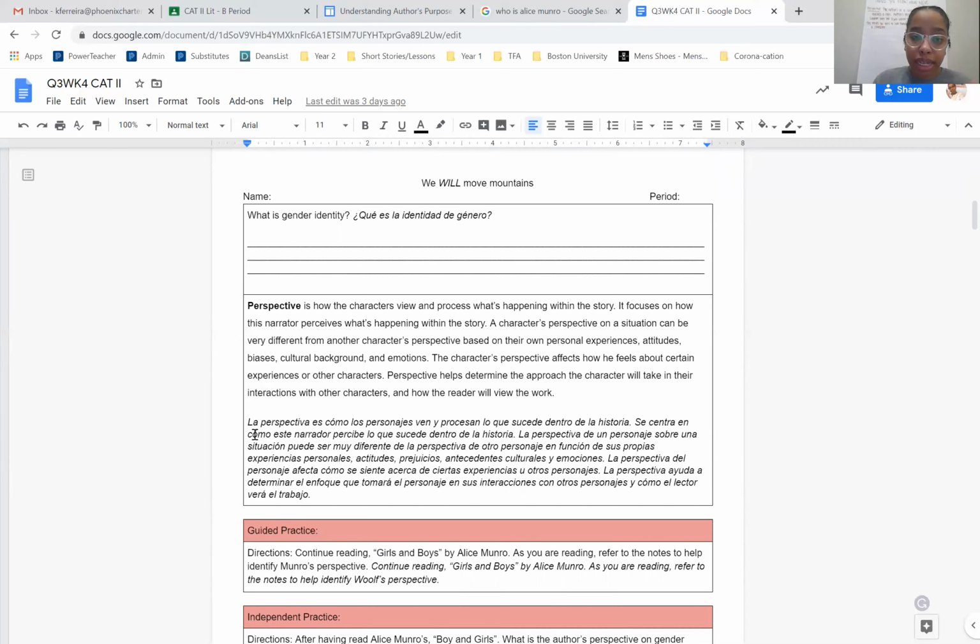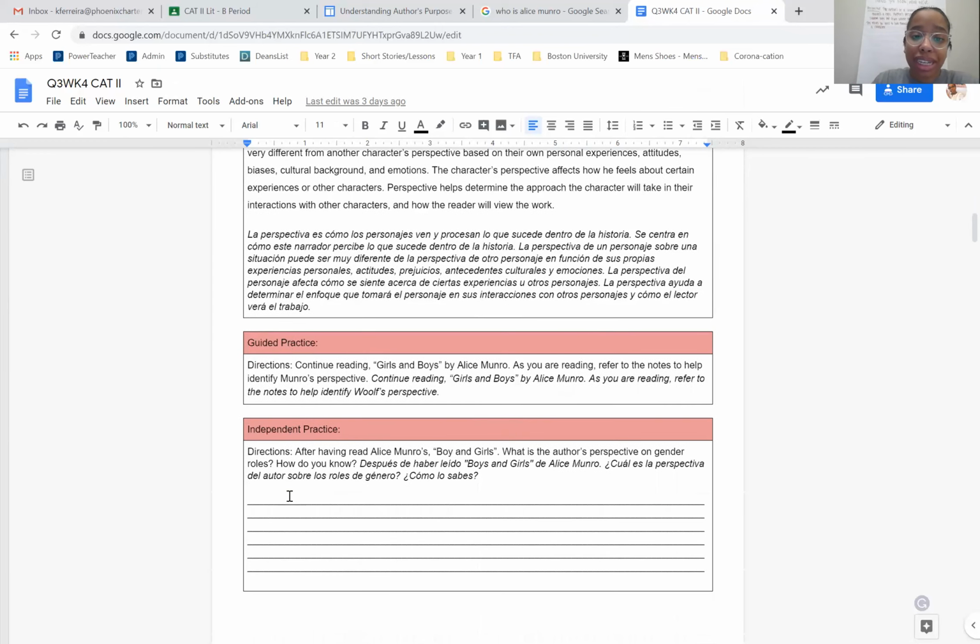From what you've gathered about what the narrator or the character has done, what they've said, and what they look like, I want you to figure out their thoughts or attitude towards a subject or topic. In this case, we continue talking about gender. So that is what we are doing.